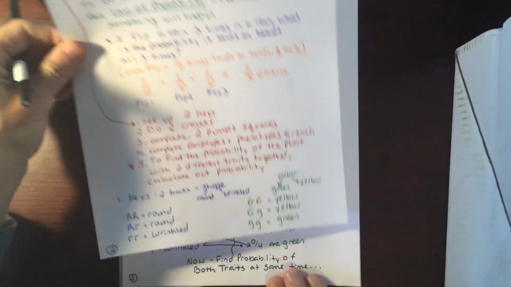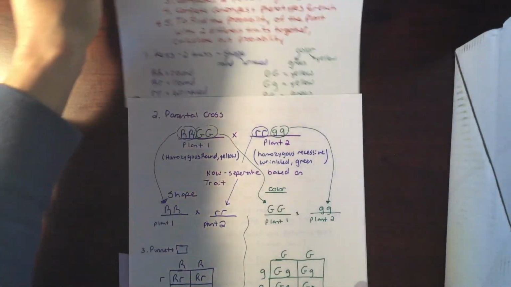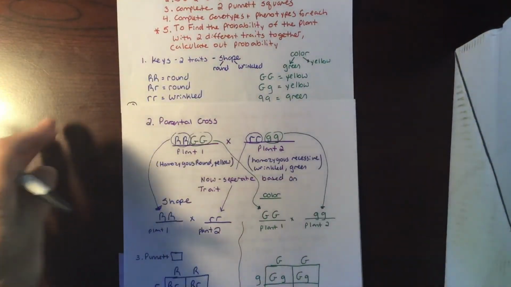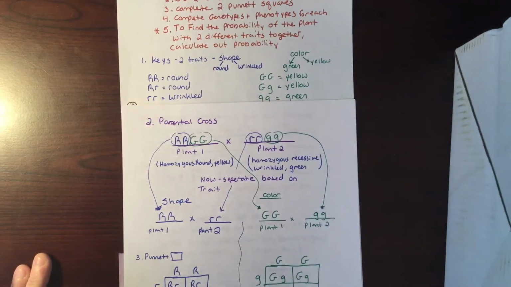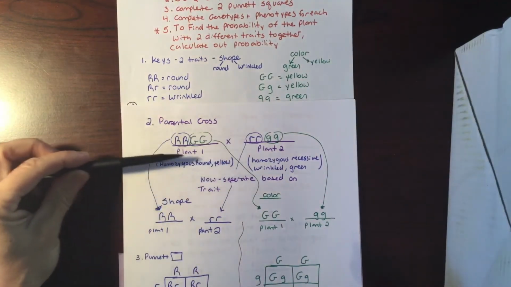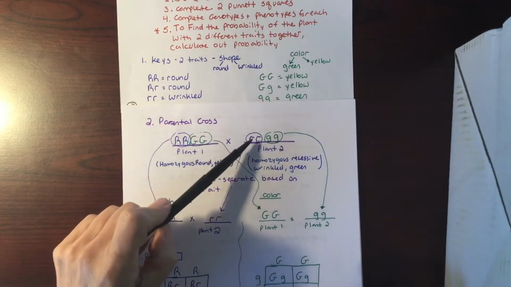So when we look at the next page, we then need to do our parental cross. I'm going to stack this here together. Hopefully it comes up a little bit. Okay. So going back and looking at my parents, I'm going to do a giant parental cross here. Here's plant 1 for both shape and color. Here's plant 2 for both shape and color.